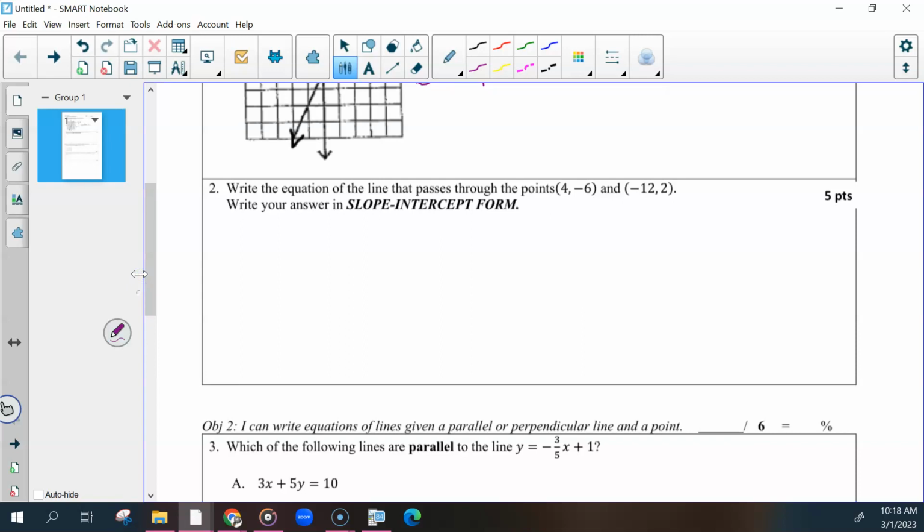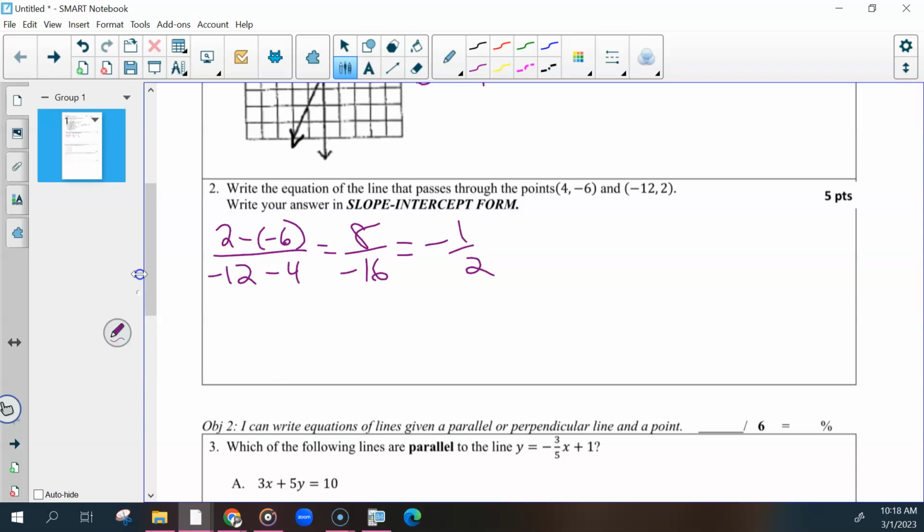With 2, for the most part, this went fine. There were some issues with plus, minus, negatives, things like that. So you first had to find the slope. And this would have given you +8 over -16, which should have simplified to -1/2.